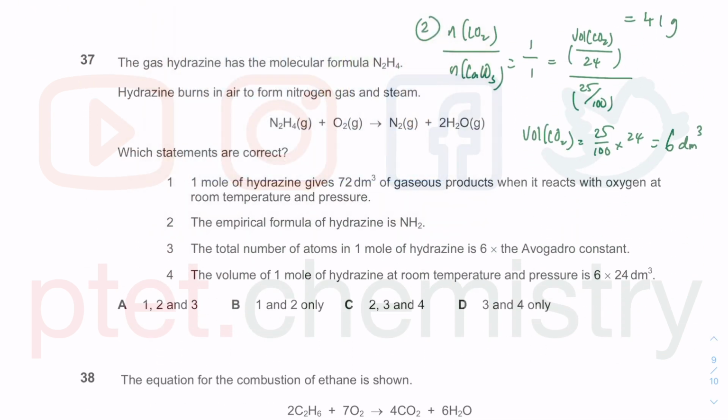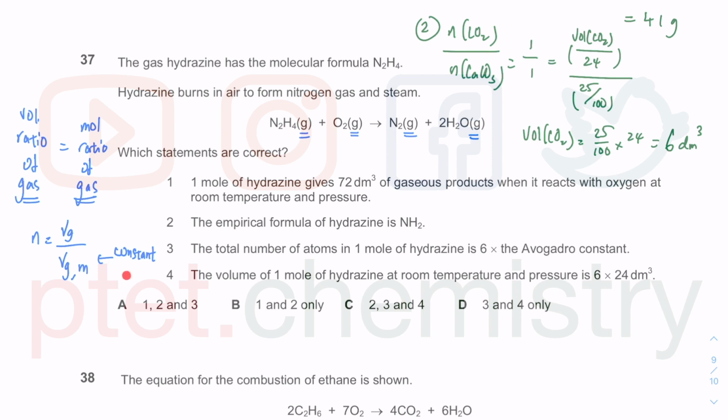Question 37 is about reading statements. So these are gaseous, gaseous, gaseous, and gaseous. Earlier on, there's a question talking about these. Basically, the volume ratio of gas is equal to the mole ratio of gas. This only works if you have gases because we are literally talking about the mole of a gas being the volume of the gas over the molar volume, which is a constant for any gas under the same condition, for 1 mole of a gas.